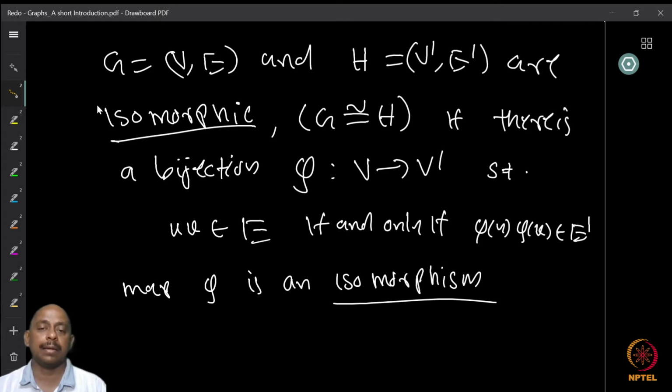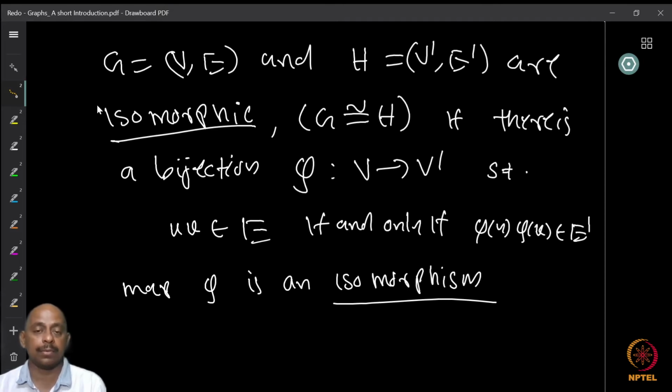So what we are saying is that there is an edge preserving bijection, so the edges are preserved in both ways. You have a bijection from the vertex set of the graph G to the vertex set of the graph H. Whenever you have vertices U and V in the graph G that form an edge, then phi of U, phi of V is an edge in the graph H. And if UV is not an edge, then phi of U, phi of V is not an edge.